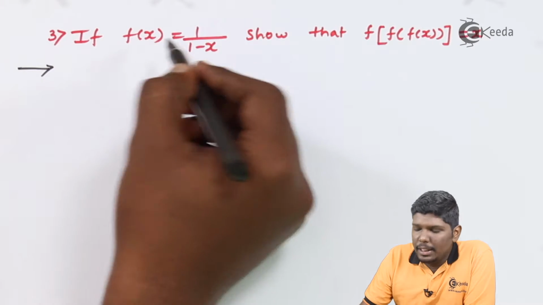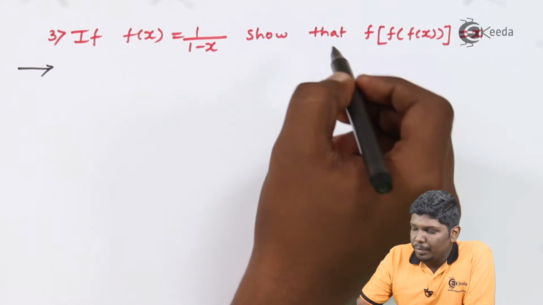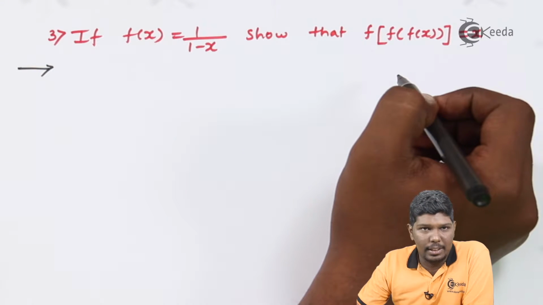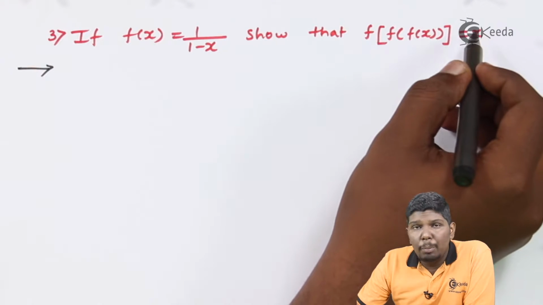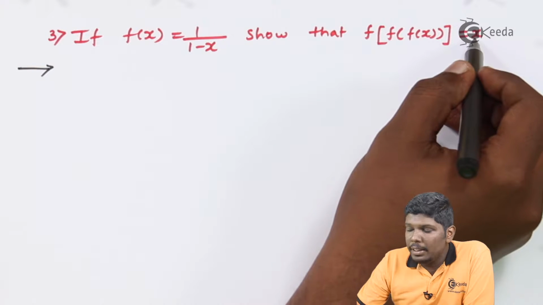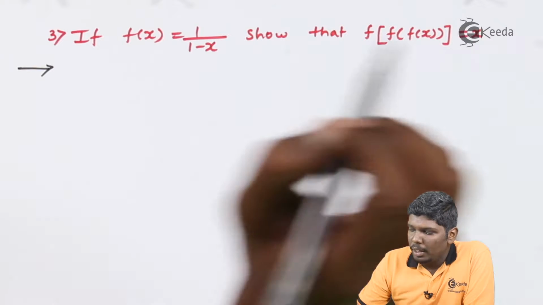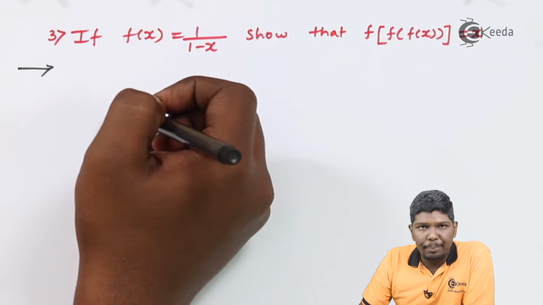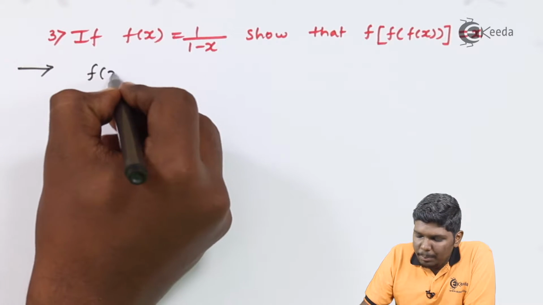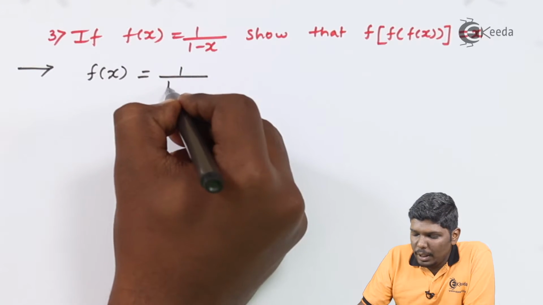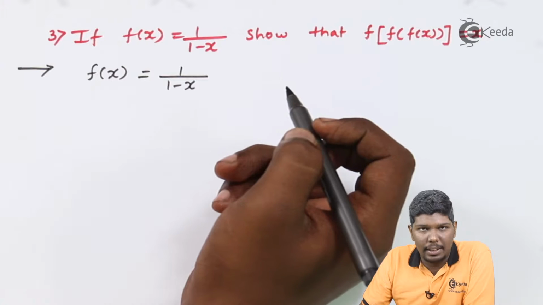If f(x) is equal to 1 upon 1 minus x, show that f(f(f(x))) is equal to x. A point to be noted is that whenever we get the answer x, that function is also called the identity function. So let us start with the sum. Here this sum is again identical to the last sum, so that f(x) is equal to 1 upon 1 minus x.